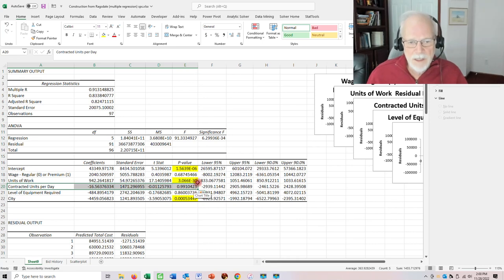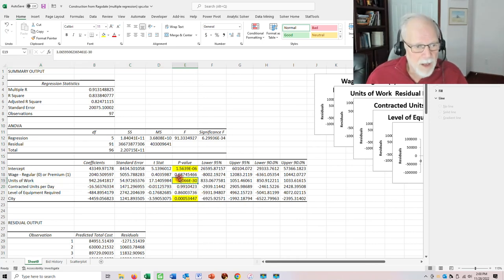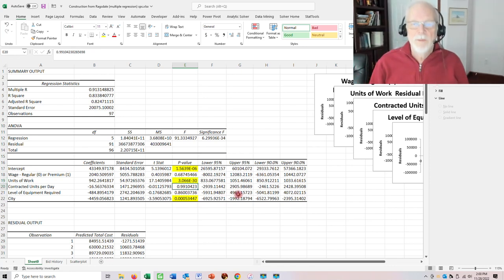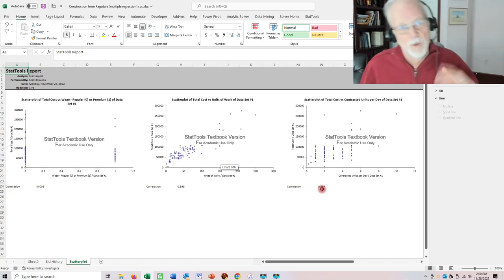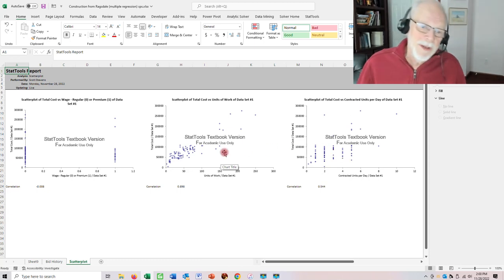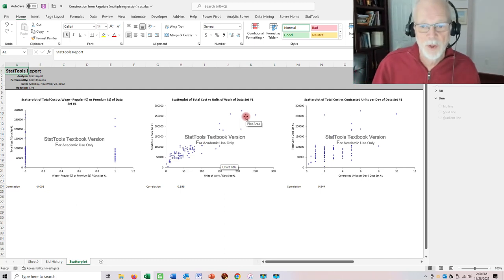The first one is this. The variable here of contracted units per day has an extremely high p-value, 0.99, meaning that it's telling you almost nothing. But if you remember with the scatter plots, the contracted units per day actually showed a pretty good correlation, an R value of 0.54 or an R squared of about 0.3. This variable is not important anymore. Why not? Well, because this variable ends up covering a lot of what this variable could tell you. Knowing this variable gives you stronger information about how much the job is going to cost.